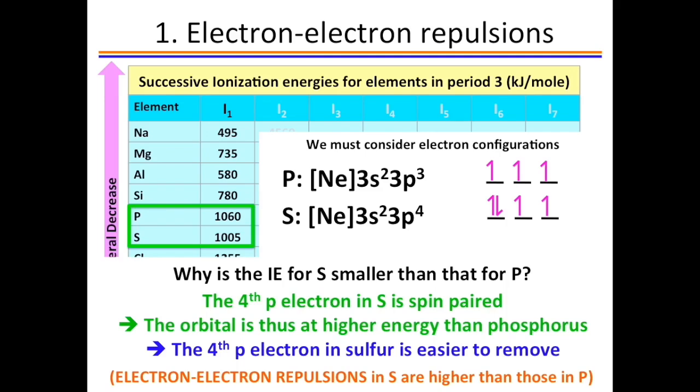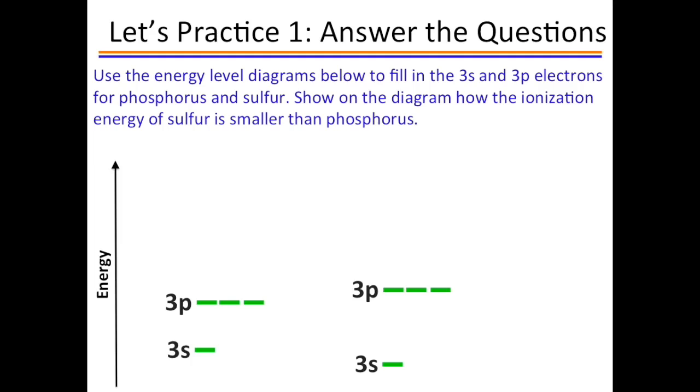Let's practice interpreting ionization energies and relating them to energy level diagrams. Match the diagrams to P or S and then load electrons into their energy levels. Pause the video here and in your notebook show how the sulfur ionization energy would be smaller than the phosphorus ionization energy.